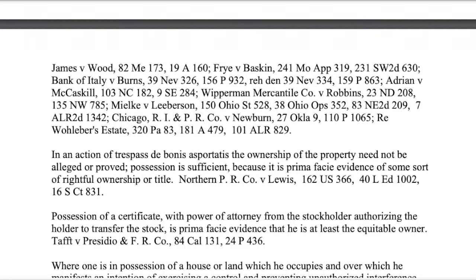Highlight this here so we see it. Trespass de bonus asportatis. Wow, all right.